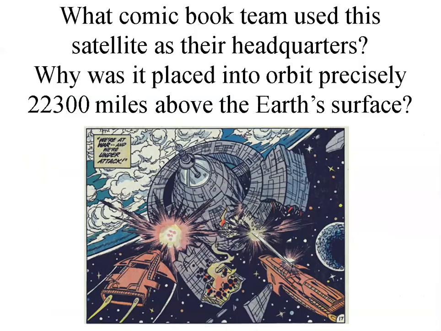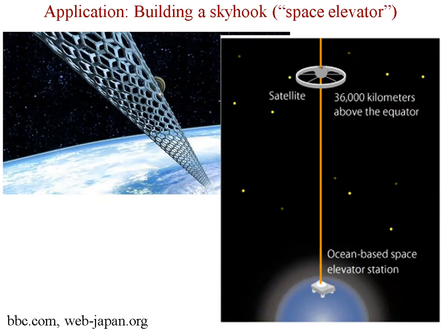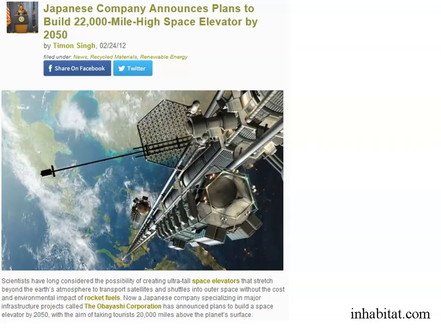Okay, if you're a comic book nerd, you'll know that this satellite belongs to the Justice League of America, and it's placed into orbit precisely at that distance because its period around the Earth will be 24 hours. That is, it is geostationary. It hovers above a fixed point on the Earth. Once you have a geostationary platform, you can imagine lifting things up into space using a space elevator or skyhook. This would be a lot cheaper than launching things into space after you've invested the money to build the skyhook. Supposedly, this might happen by the year 2050.